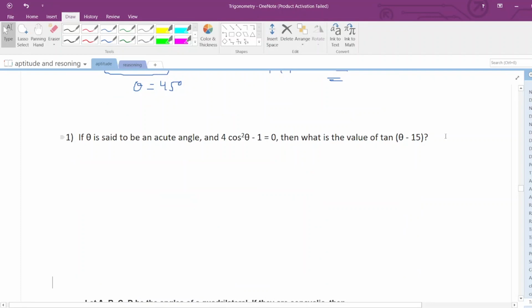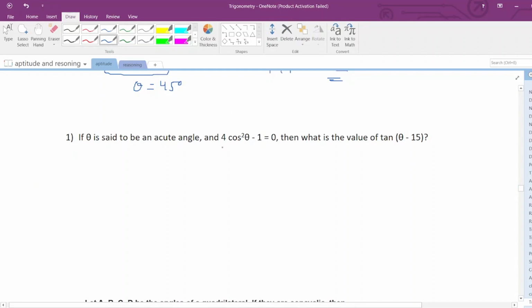That's it. Now this is also one type of question. If theta is an acute angle and 4 cos square theta minus 1 is equal to 0, then what is the value of tan of theta minus 15? Here he says theta is an acute angle. Acute angle means it should be less than 90 degrees, the angle is between 0 and 90 degrees. So theta should be between 0 and 90 degrees.